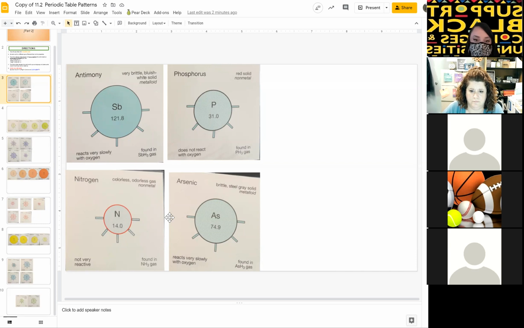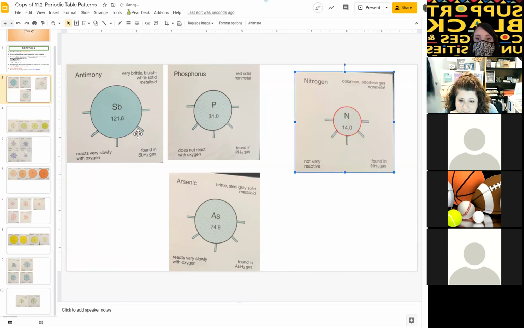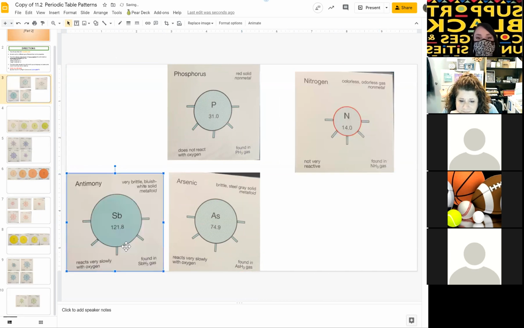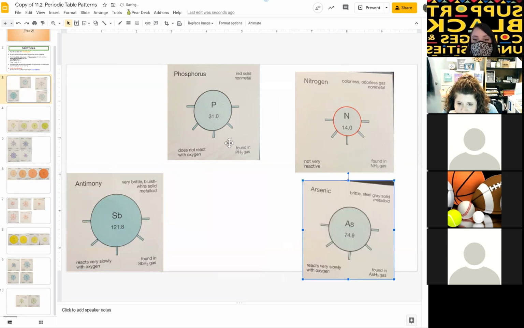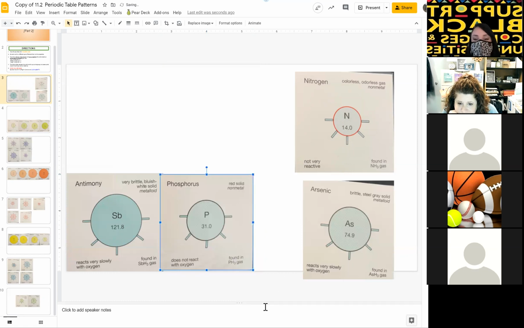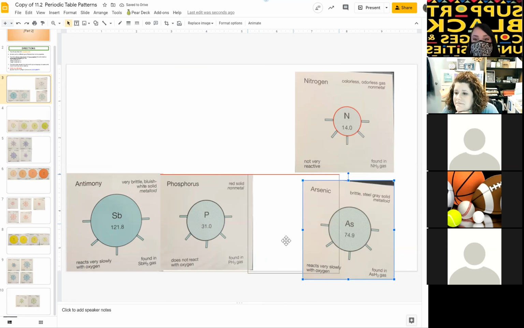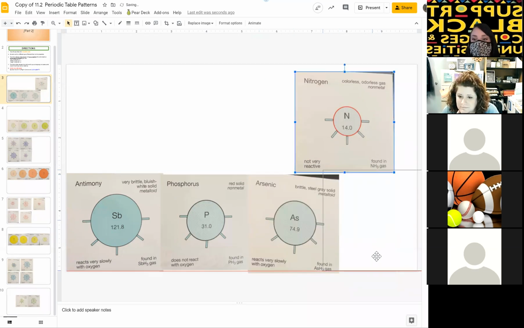Darkest to lightest. All right, darkest to lightest. So what would go first? Antimony. Is that what it's called? Antimony. All right. So you're saying that's the darkest? Yes. Okay. And then what would go next? Phosphorus. Okay. What will go next? Arsenic. And then nitrogen. Okay, do we all agree with this?